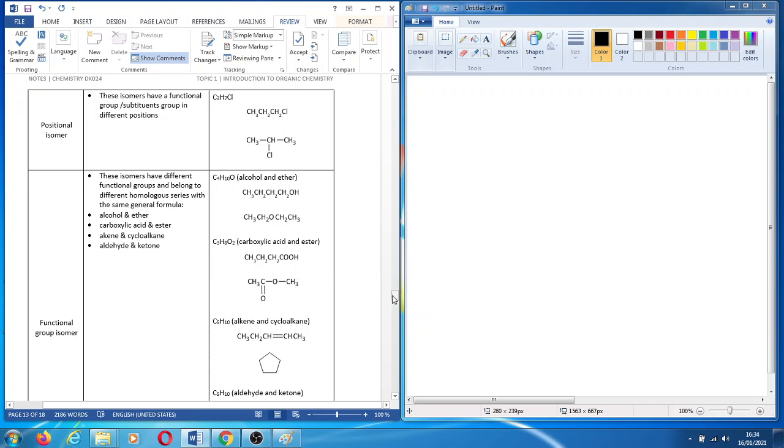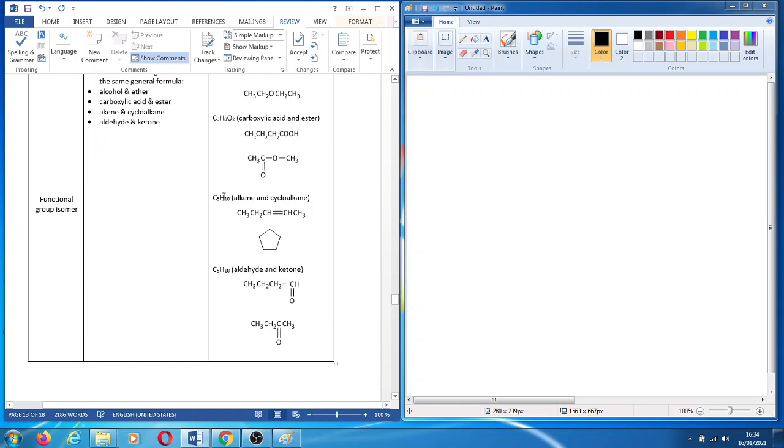And for alkene and cycloalkane, the general formula will be the same, but different. If you look here, this is alkene, and this is cycloalkane. This is unsaturated, this is saturated. And for C5H10, the same general formula, is the aldehyde and ketone. This is aldehyde, C double bond OH, and this is ketone, C double bond O, R and R. That is the functional group isomer for the constitutional.